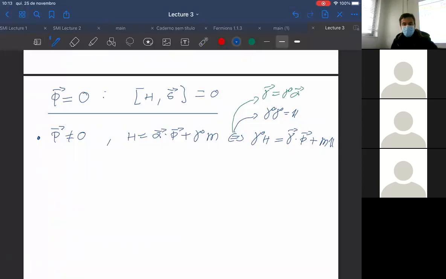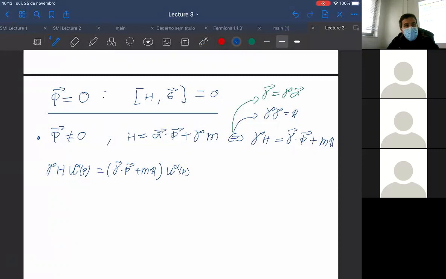So now let's calculate the stationary states. Once again, if you remember, stationary states are the proper states of the Hamiltonian, in other words the eigenstates of the Hamiltonian. So we have gamma naught H applied to a certain spinor, which is a function of the momentum, u_alpha(p), and this is equal to gamma dot p plus m times the identity, a 4 by 4 identity, applied to u_alpha(p).